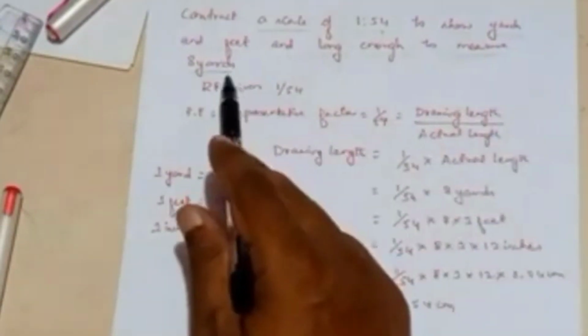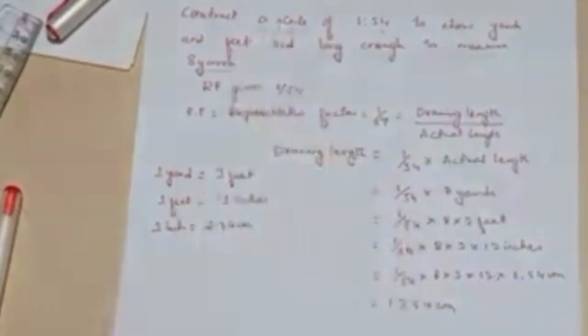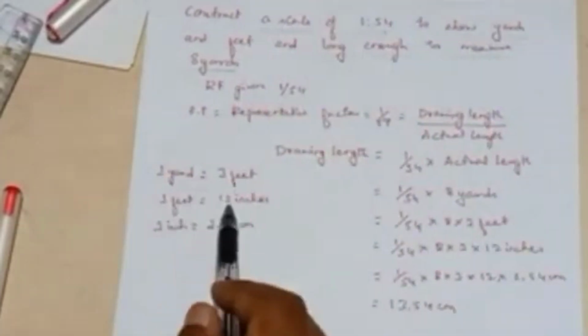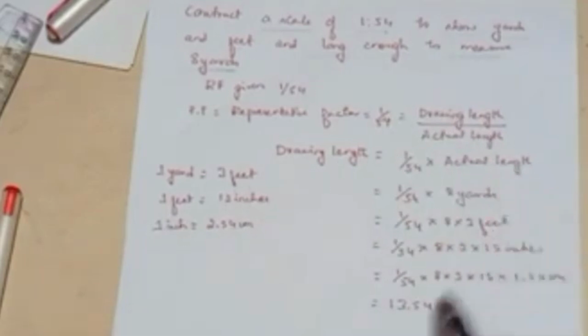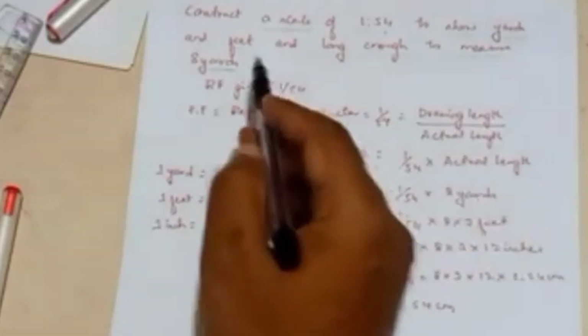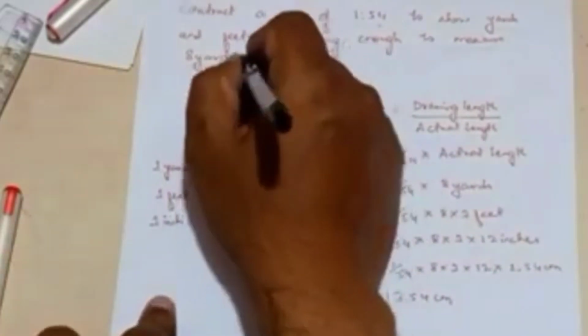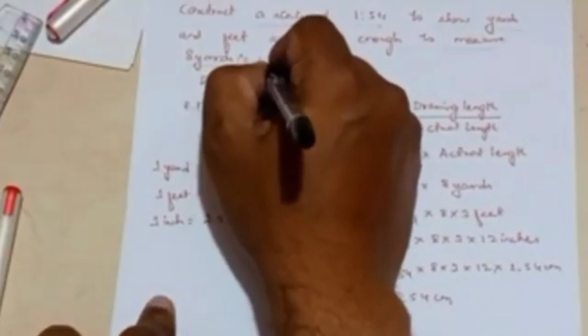So we know the formula, representative factor is equal to drawing length by actual length. You can see that 1 yard is equal to 3 feet, 1 feet is equal to 12 inch, and 1 inch is equal to 2.54 centimeter. So you can see here I have done the calculation to find out the actual length.